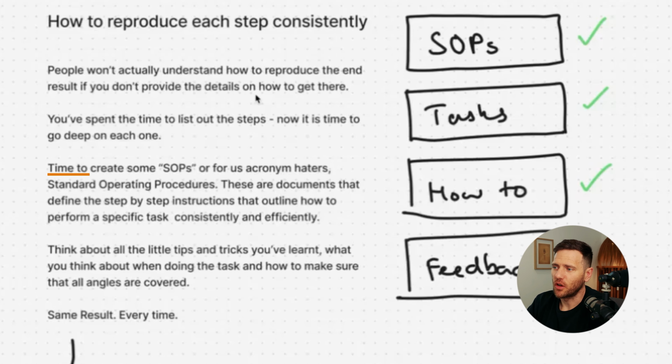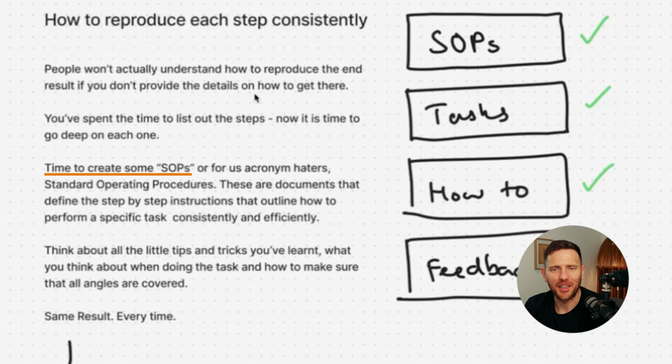So find the steps and figure out how you actually reproduce. So time to create some SOPs, as they call it in the big business world, or for us acronym haters like myself, it's standard operating procedures. Also a mouthful, but realistically, these are just documents that define the step-by-step instructions that outline how to perform a specific task consistently and efficiently.